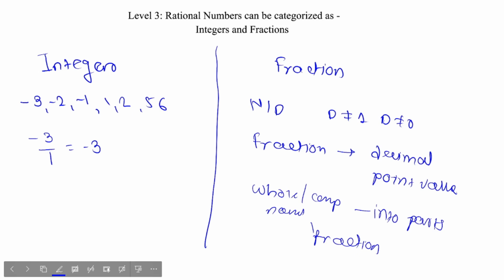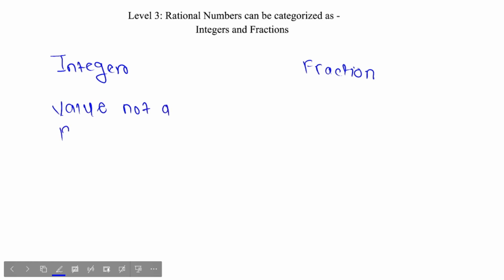I hope you understand. I will write it again for you, just to indicate the difference. So here we have integer and fraction. Remember an integer as a value which is not a fraction or not a part. A complete value, you can understand like this: -3, -2, -1, 0, or positive values like 56. And a fraction is a part of something.